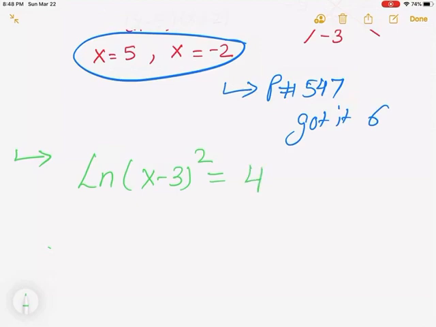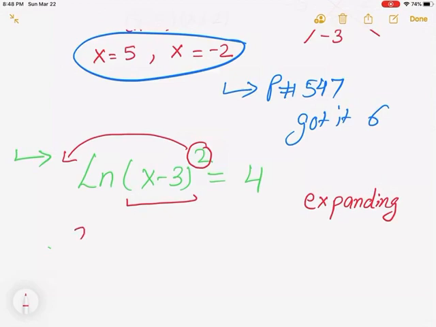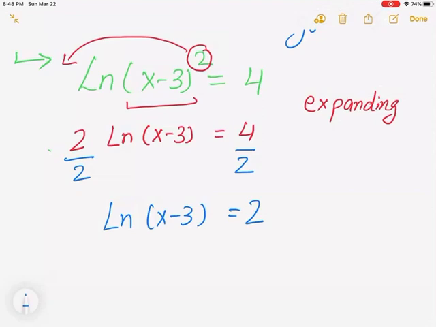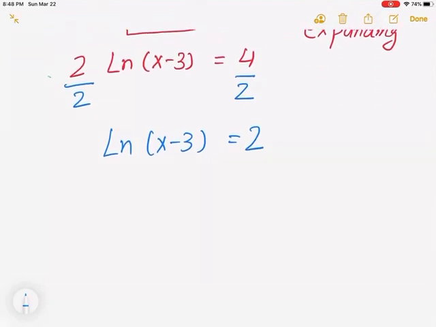Okay, this is a log function, but what I see is this whole expression has a square on the top. For something like this, you can apply expanding properties. I hope you remember this 2 in front, you could always move it to the front. The reason I would do that is because if that number is in the front, then I can divide both sides by that number and get rid of it. So let's just divide both sides by 2. I see ln of (x minus 3) and it's equal to 2. Now this one looks exactly like a normal log function. But don't forget, if it's ln, you need to bring down base e. So this becomes e to the second is equal to x minus 3.